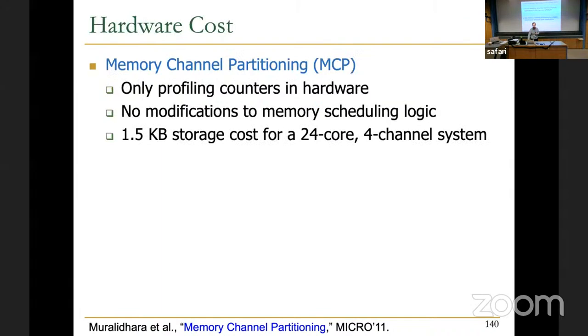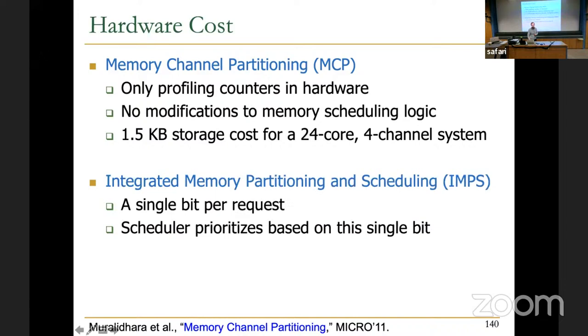Hardware cost is very, very low; it's only the profiling counters, basically. You don't modify the memory scheduling logic because this is a completely different approach, right? We don't make the memory scheduler smart, if you will, except for this particular mechanism where the memory scheduler prioritizes the very low memory intensity applications. This is a very minimal change to the scheduler because you have only a single bit per request. That bit says this request belongs to a very low memory intensity application, so prioritize this request. That's the most important bit in the prioritization logic that you take into account. So it's very low overhead that way. That's the beauty of the channel partitioning mechanism. You don't need to modify the hardware much. If these profiling counters already exist, then you don't need to modify the hardware at all, right?